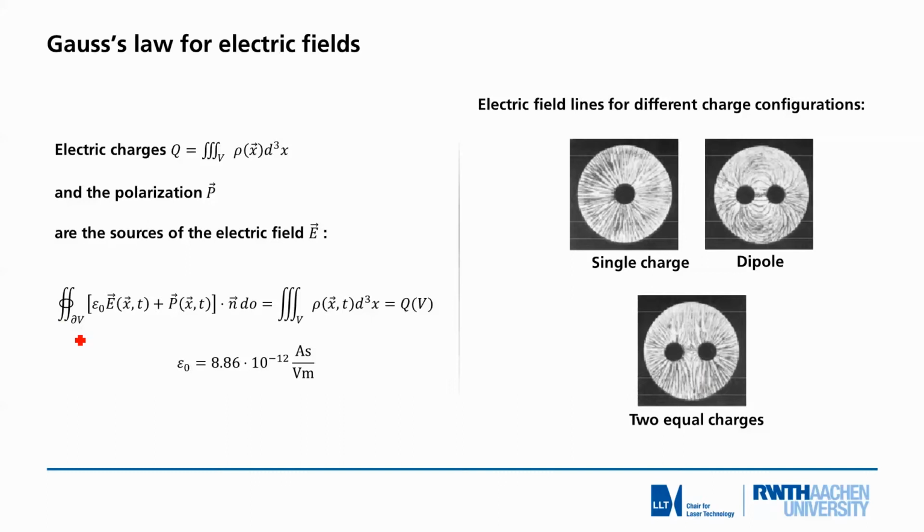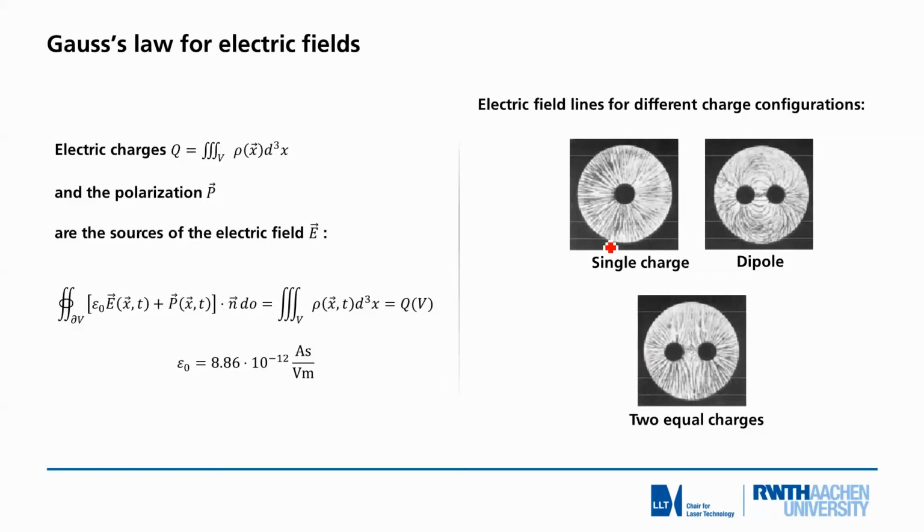Analytically, we can describe this phenomenon simply by the fact that we have electrical charges. If we want to calculate them, we just integrate over the distribution of the charges. And the charges are the source of the electric field E in combination with the polarization. So the charges are the result of an electric field and a polarization. Those magnitudes are connected directly through Gauss' law of electric fields, which ultimately comes from the experiment.